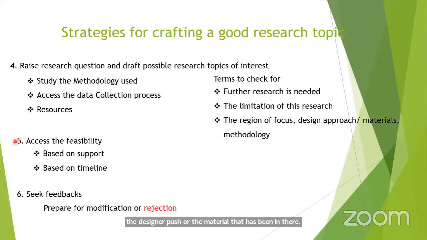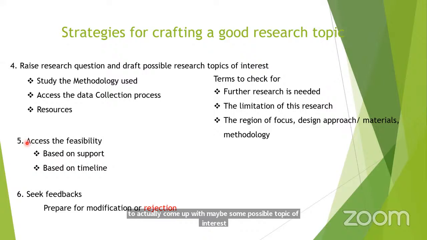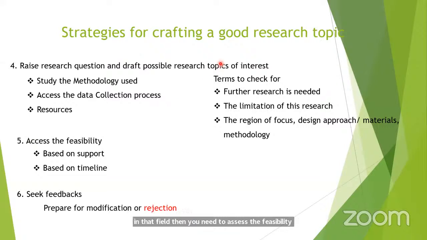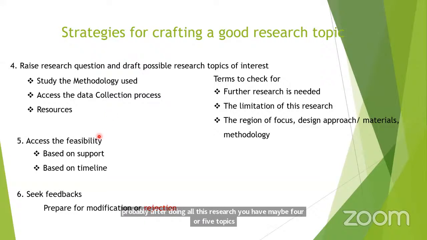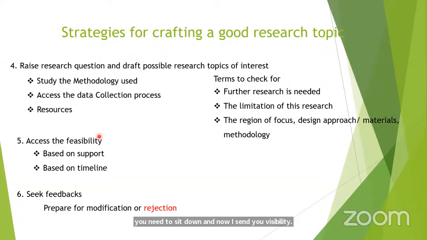Then also, after doing all this, after you get questions, you'll be able to come up with some possible topics of interest in that field. Then you need to assess the feasibility. So probably after doing all this research, you have maybe 4 or 5 topics. You need to sit down and assess the feasibility. One, based on the support you have, for example, in your lab, do you have people with prior knowledge in this field that can easily bring you up to speed?